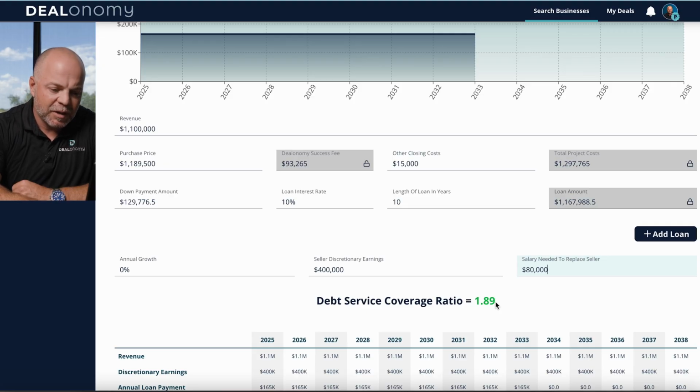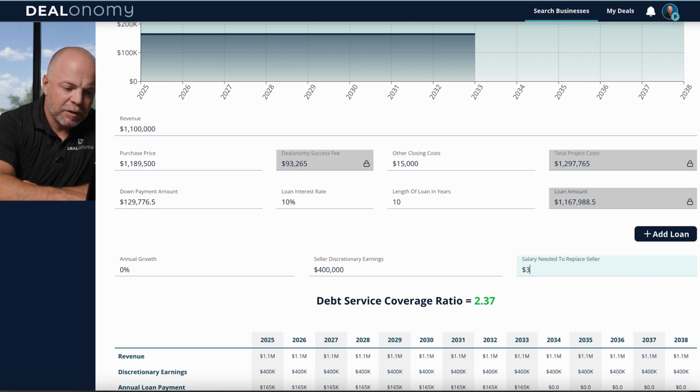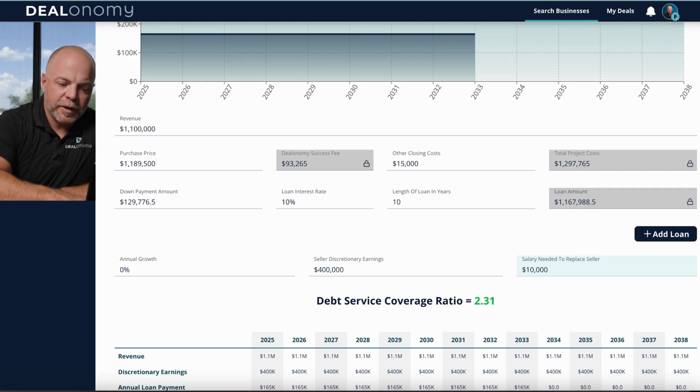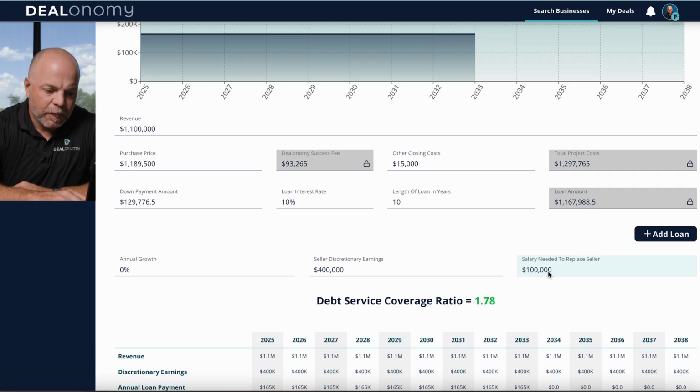We have this color coded, I believe, where when it's under a certain amount. So let's do a $300,000 salary. Yeah, when it's under 1, it goes red. 1.2 is about the SBA minimum that anyone will bank your deal at if you're trying to get an SBA loan. But we want to do a little bit better than minimum typically. So we want to see that being more like a 1.5. So if you're taking a $100,000 salary out of this business in North Carolina, you're still good.